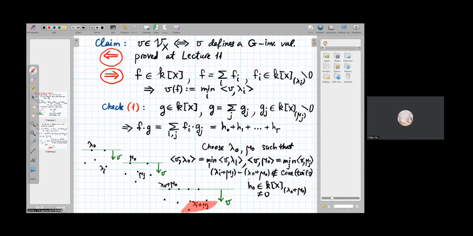Because all other projections coming from other highest weights are obtained by subtracting from the sums lambda i plus mu j some tail. But you never get lambda naught plus mu naught by subtracting a tail from lambda i plus mu j. And for this reason, this h naught is not zero.